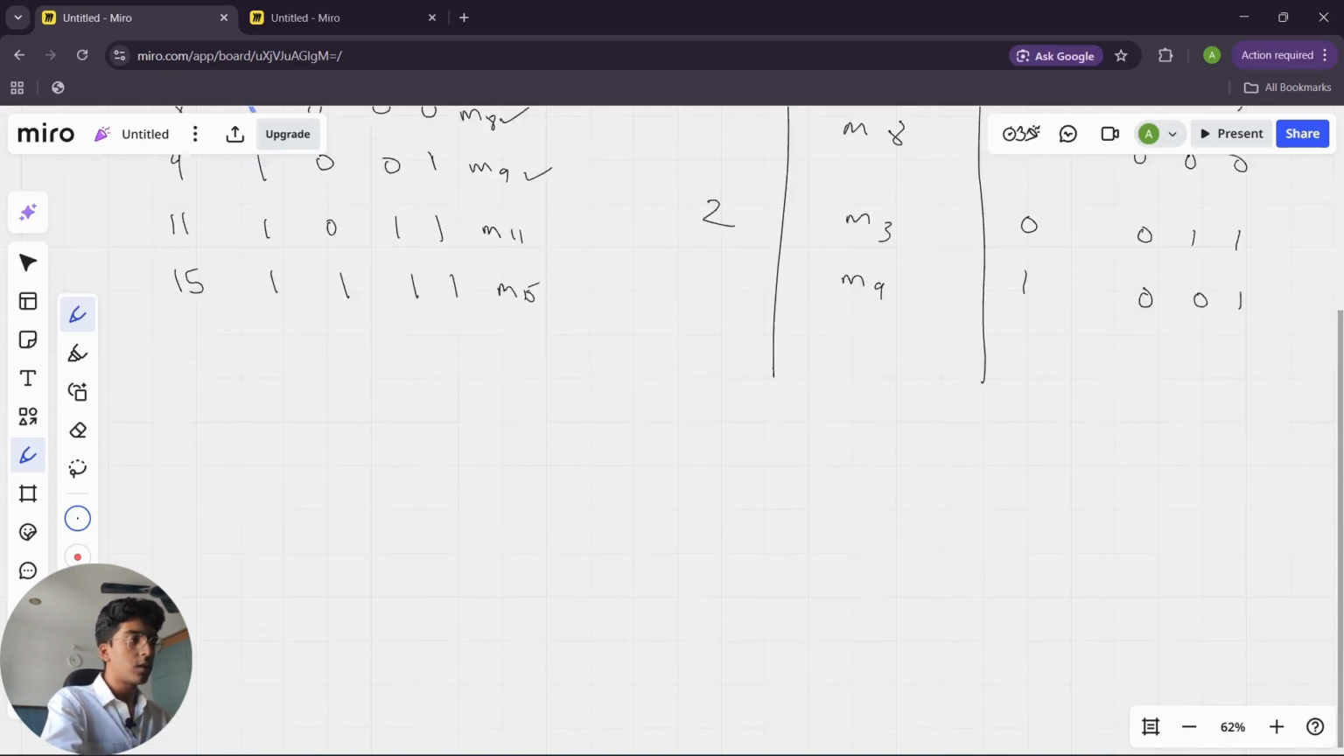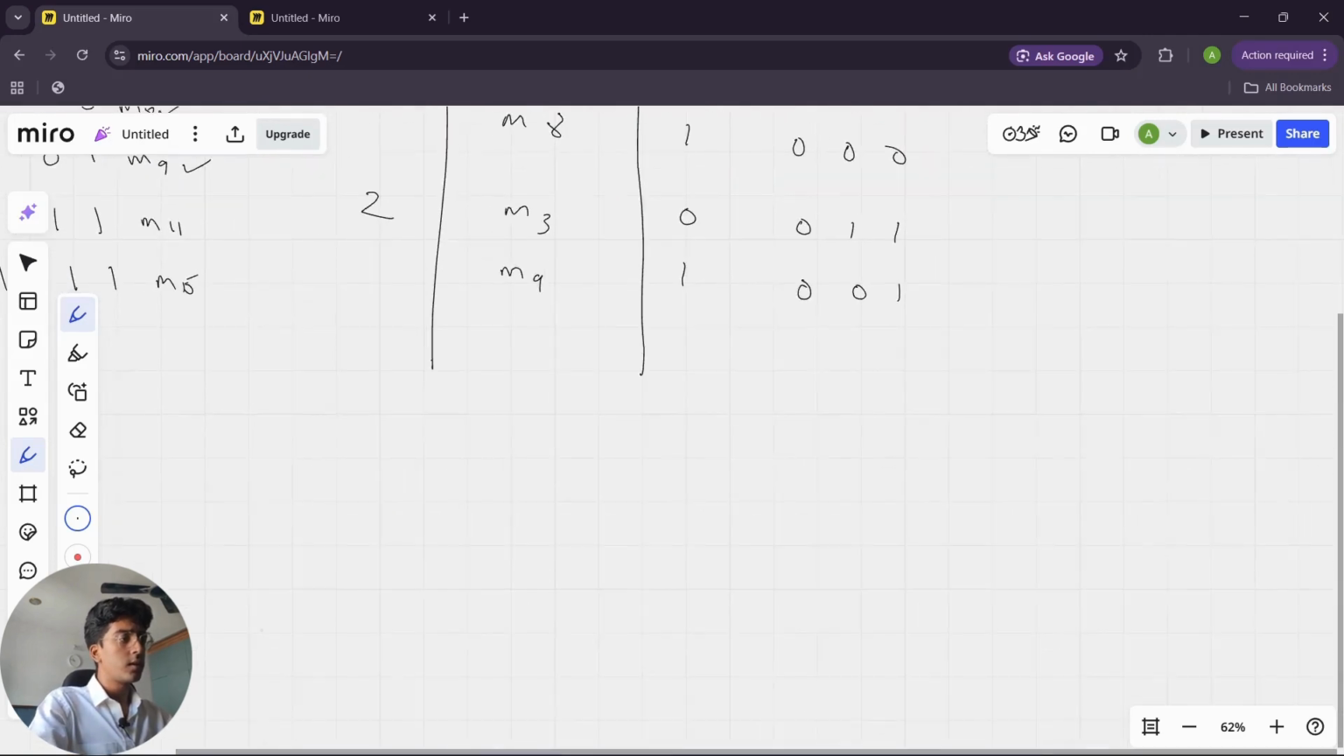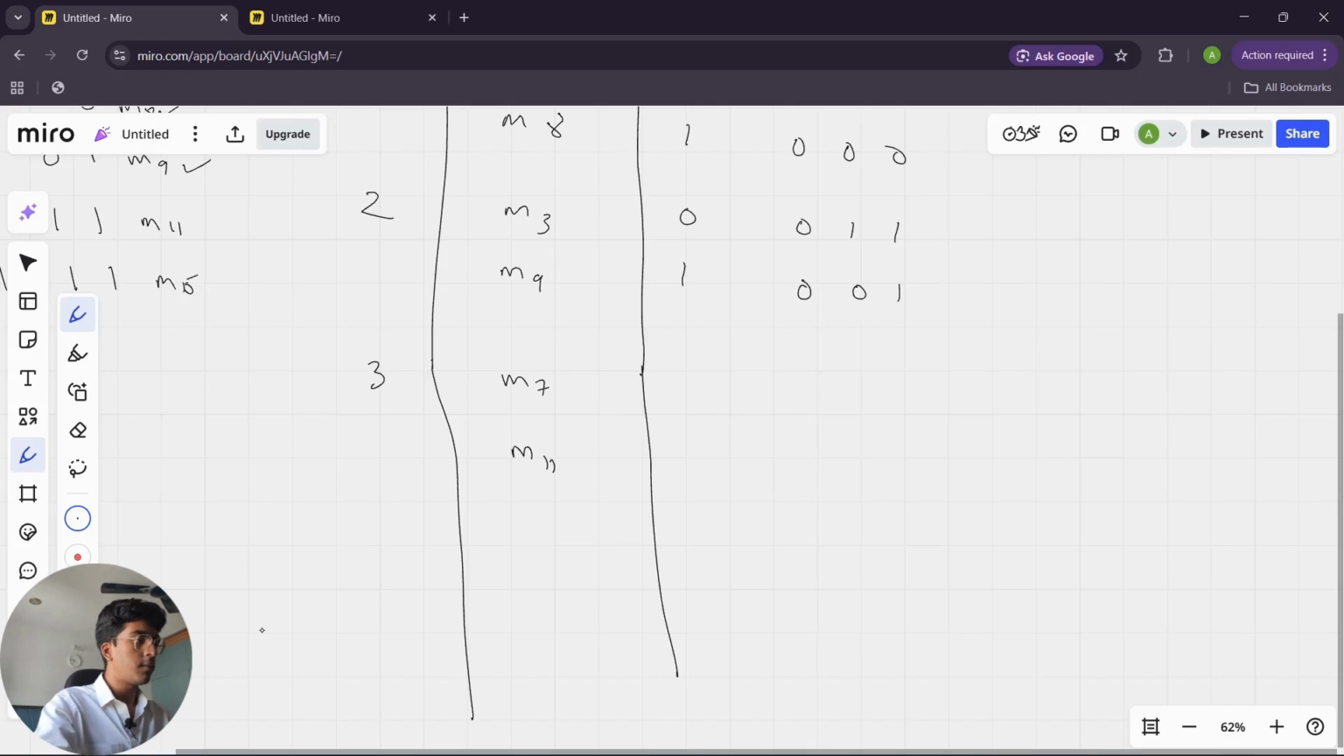Now let's make the third group, with three ones. Who all have three ones? m7 has three ones and m11 has three ones. So group 3 has m7 and m11. What's their binary representation? 0 1 1 1 and 1 0 1 1. Okay.